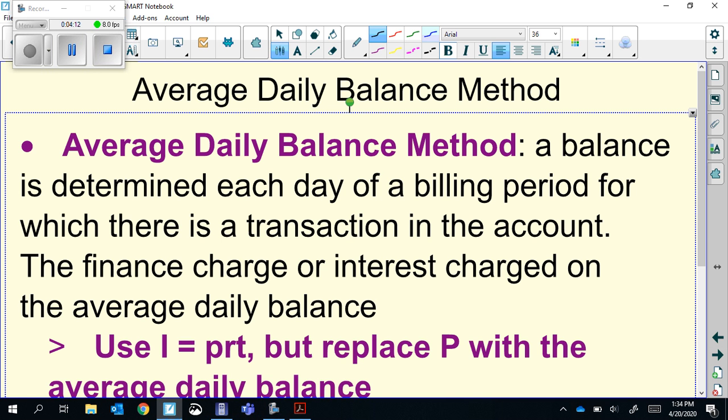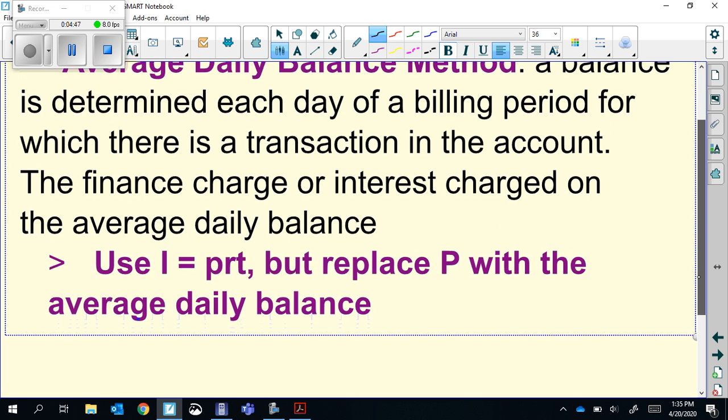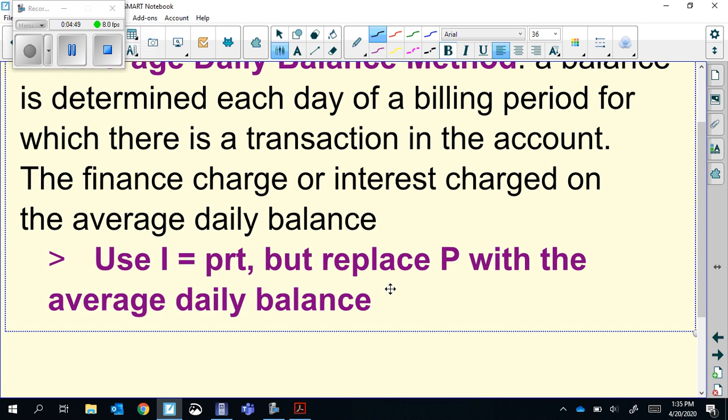All right, we're going to look at average daily balances. So the balance is determined each day. Obviously, only when there's a transaction does it matter. And the finance charge or interest is charged on the average daily balance instead. So you would add up each day's balance and then just divide by how many days that was. Again, we're going to do interest equals PRT, and then P will be the average daily balance though.